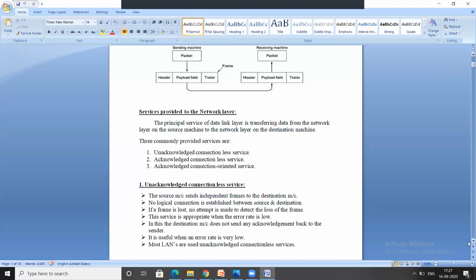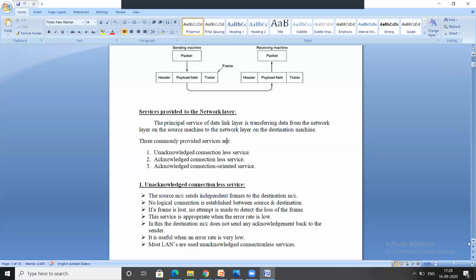If it gets acknowledgement from the receiver, it confirms that the frame is received. If it doesn't get the acknowledgement, it confirms the frame is not received. So what it will do is retransmit the same frame once again. That is the reason why acknowledged connectionless service might be used in the case where the error rate is high.